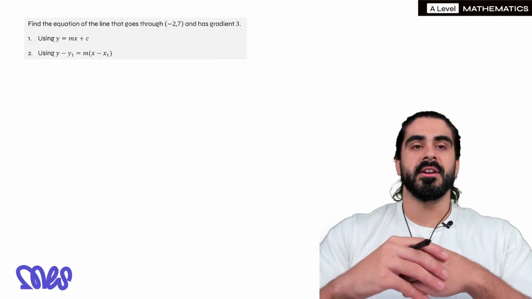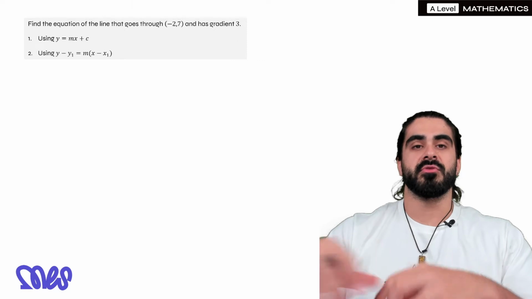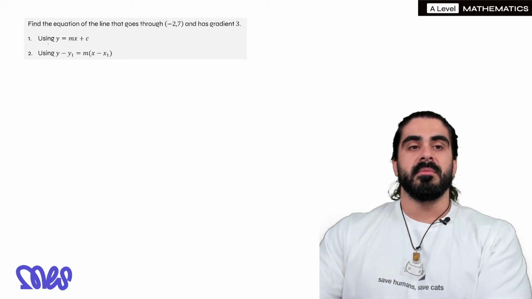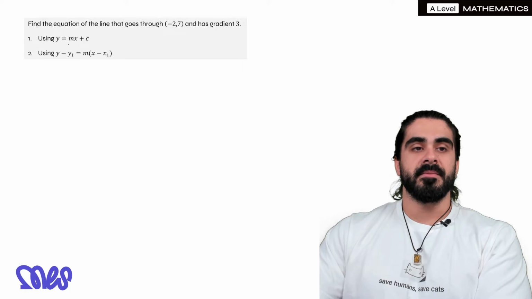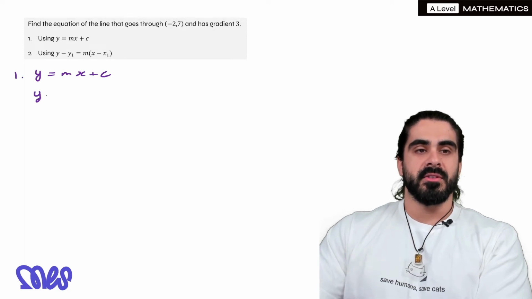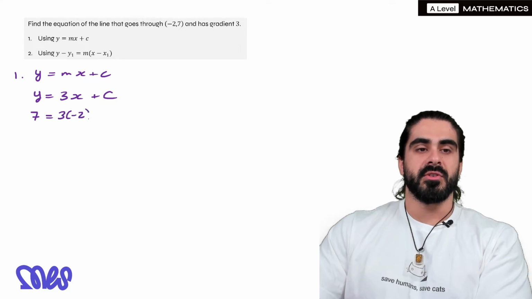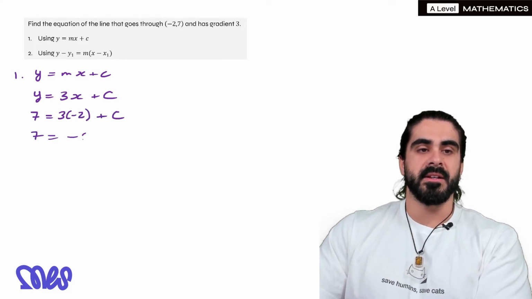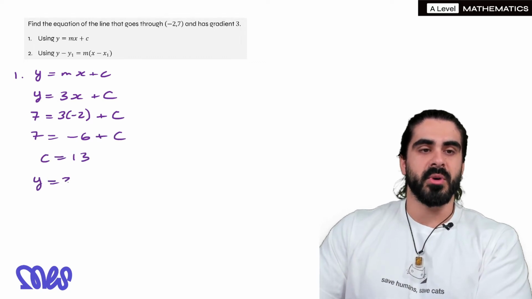Find the equation of the line that goes through (-2, 7) and its gradient is 3. We're going to do it using the method you might have learned at GCSE, and then we're going to do it using the new formula. So if we use y equals mx plus c for part 1, then they've told us that the gradient is 3 already. So it's 3x plus c. Then we're going to sub in (-2, 7). So the y coordinate is 7. Then we have 3 lots of minus 2 plus c. So we have 7 is minus 6 plus c. So c is 13. So our equation is y equals 3x plus 13.